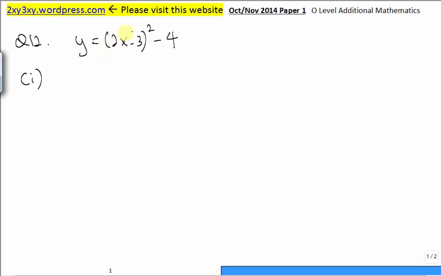We are given this quadratic equation. We know that this is a quadratic equation because if we expand this expression and simplify, we'll get the expression ax squared plus bx plus c. The highest power in this polynomial is x squared, so we know that this is a quadratic equation.